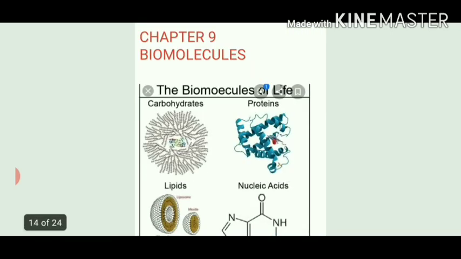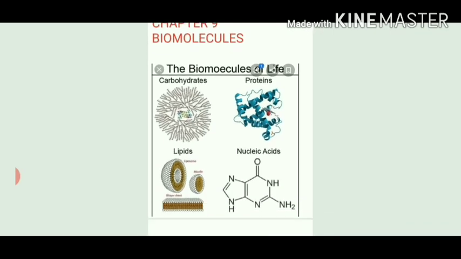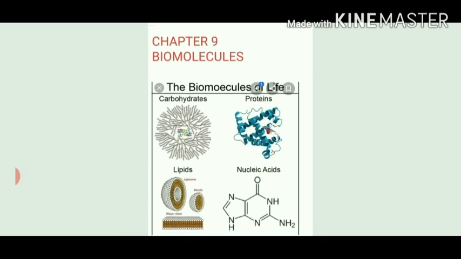Chapter number 9 talks about biomolecules. These are molecules which are related to chemistry, so this is a connecting topic between chemistry and biology. We will study how different components such as carbohydrates, lipids, proteins, and nucleic acids, which make our DNA, the genetic material, are helpful.